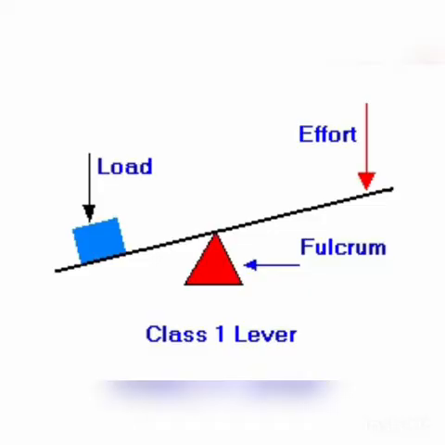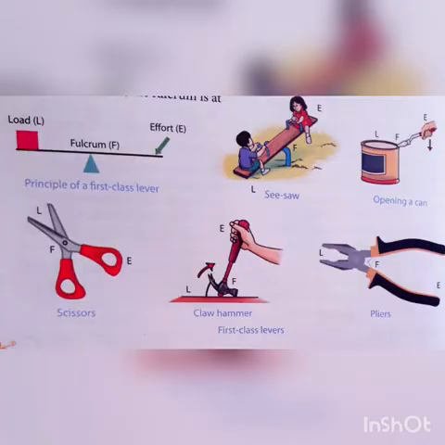First class lever. In this type of lever, the fulcrum is placed between the effort and the load. For example, seesaw, scissors, claw hammers, and pliers.